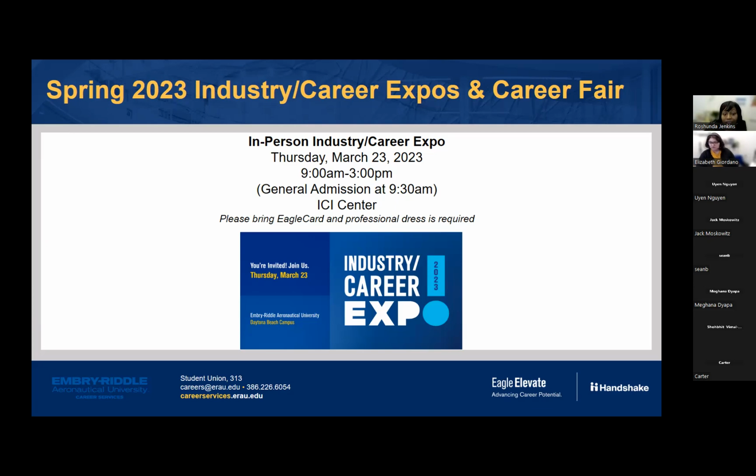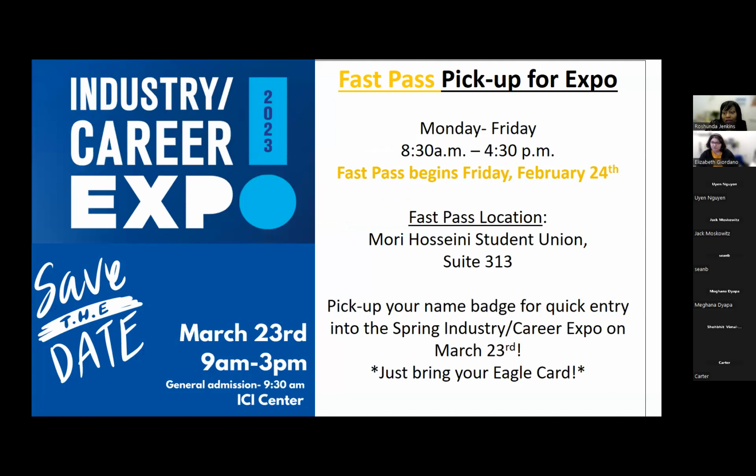We will be starting our Fast Pass. For those of you who have attended Expo before, we do have a Fast Pass pickup. It'll be right outside of our office, Suite 313 in the Student Union, where you can come grab your Fast Pass, which means that you have easy access to get into the expo. So you won't have to wait in a long line; you show up and you're able to go directly into the event. That will begin next Friday, February 24th, and you're able to just bring your Eagle ID and grab your Fast Pass.